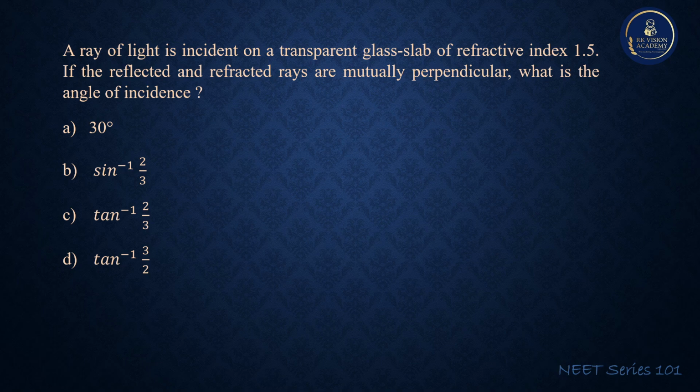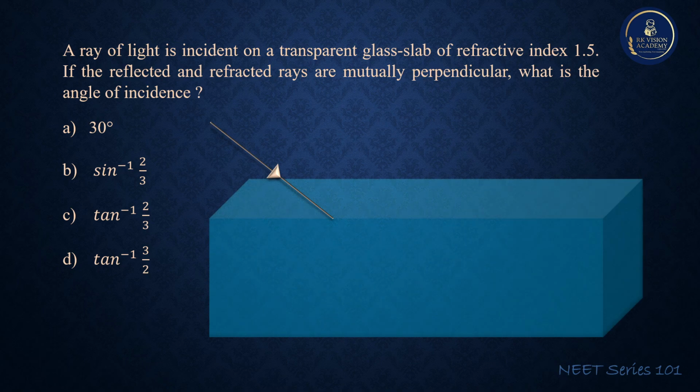Listen to this question. A ray of light is incident on a transparent glass slab of refractive index 1.5. So n2 is equal to 1.5. We know that by convention n1 is equal to 1, right? If the reflected and the refracted rays are mutually perpendicular, meaning assuming some of them are reflected and some of them are refracted, and they've given that the angle between them is 90, right? So what is the angle of incidence?